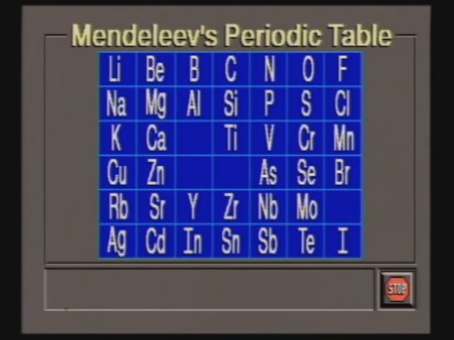In 1869, Mendeleev published his periodic table and went even further by inducing a periodic law. He used this law to predict new elements that had not yet been discovered.